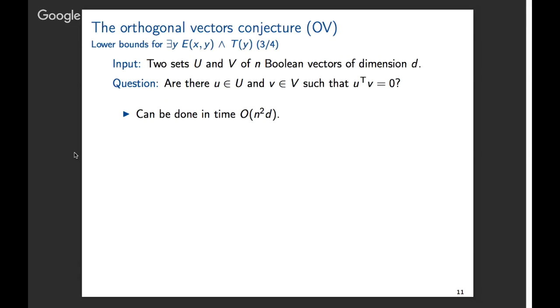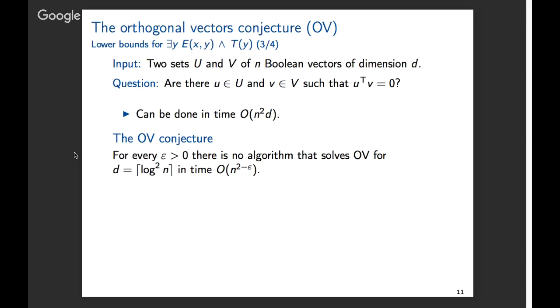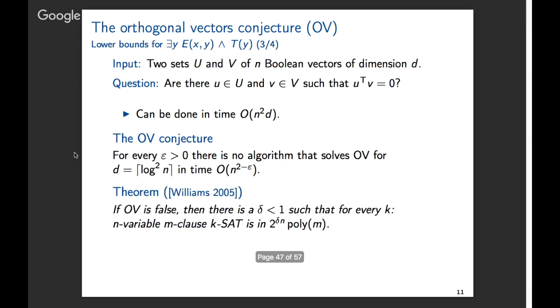This can obviously be done in just n squared times d. For all pairs of vectors, we multiply them and check if they are orthogonal. The conjecture states that there is no truly subquadratic algorithm for that problem if the dimension is, say, polylogarithmic, such as log squared of n. This conjecture is supported by the strong exponential time hypothesis. If we had a faster algorithm for orthogonal vectors, we would have a faster algorithm for the k-SAT problem.